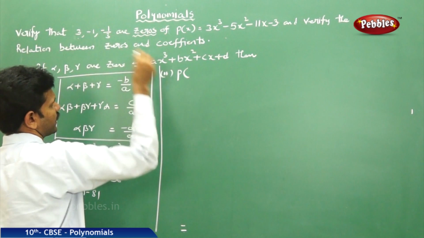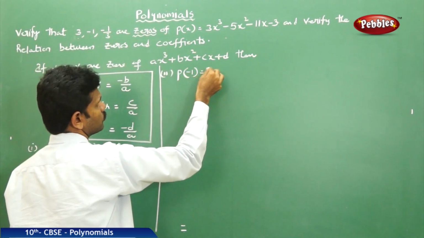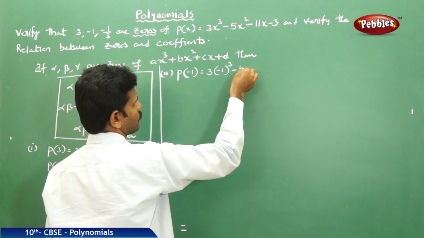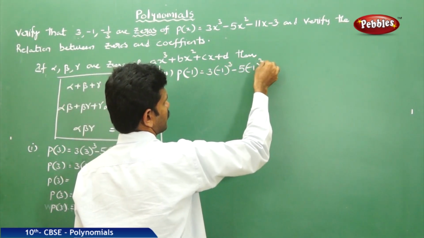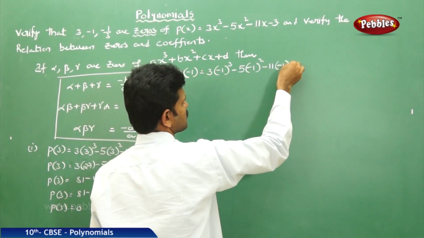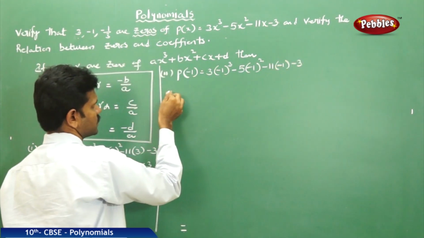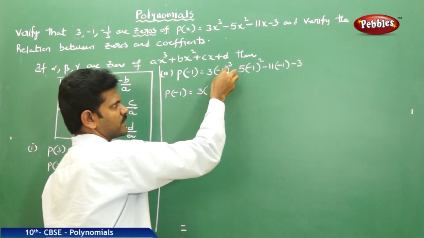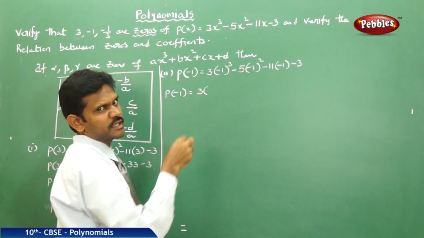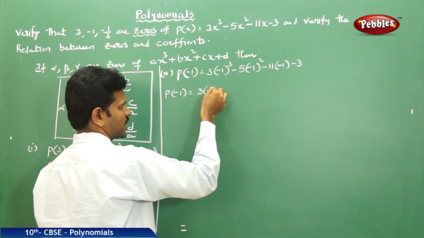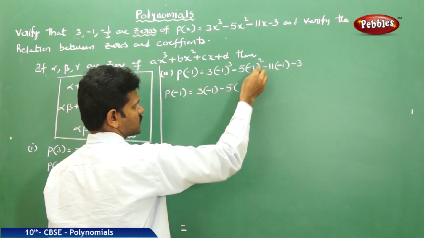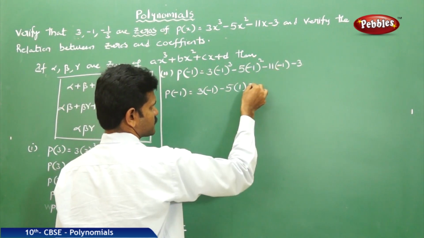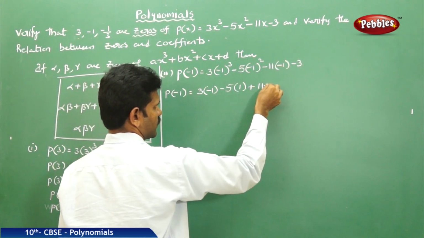P of minus 1 is equal to 3 times (minus 1) whole cube minus 5 times (minus 1) whole square minus 11 times minus 1 minus 3. That is, P of minus 1 is equal to 3 times (minus 1) whole cube. Here your exponent is an odd number, which gives you again minus 1. 5 times, your exponent is an even number, therefore it will give you 1. Minus into minus is plus, 11 ones are 11, minus 3.